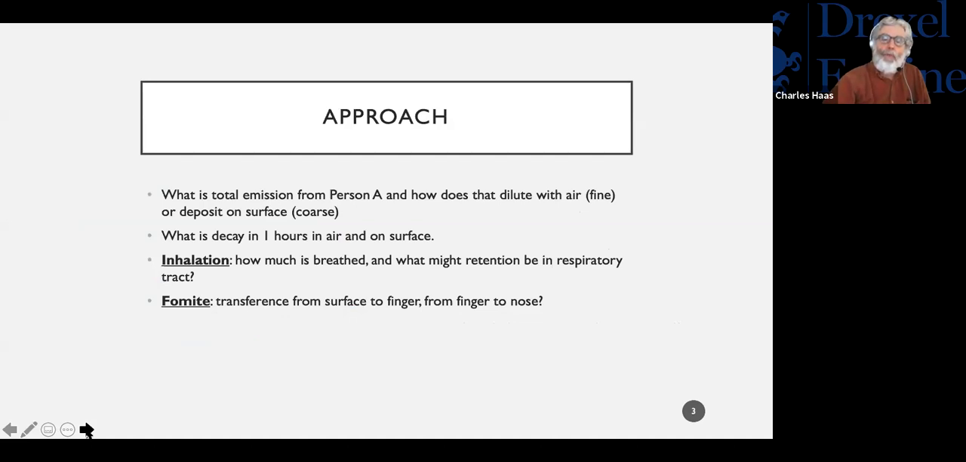So our approach is first to calculate the total emission from person A in fine and coarse aerosols. The fine aerosols diluting with the air, the coarse aerosols depositing on the surface. Then what is the decay in the 1 hour intervening between the time that person A leaves and the time that person B comes in, both in the air and on the surface? For inhalation, how much is breathed and what might be the retention in the respiratory tract? For fomites, what's the transference from surface to finger and from finger to nose?